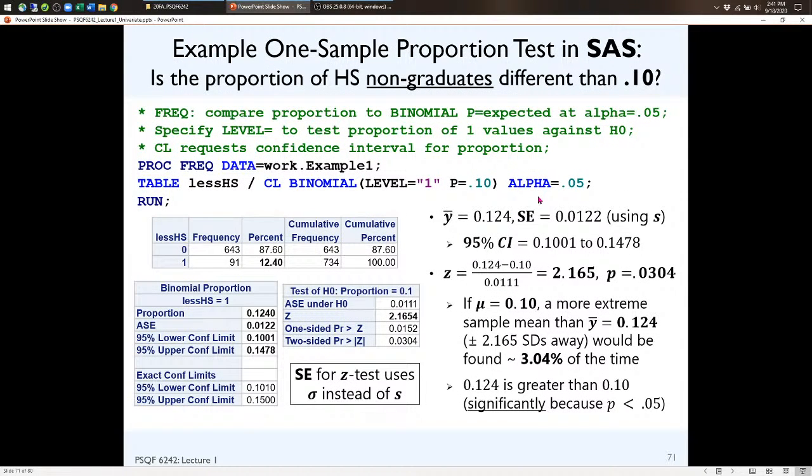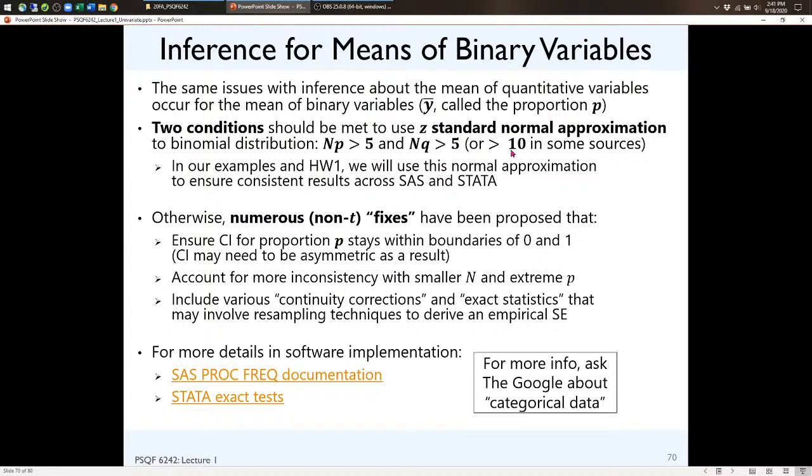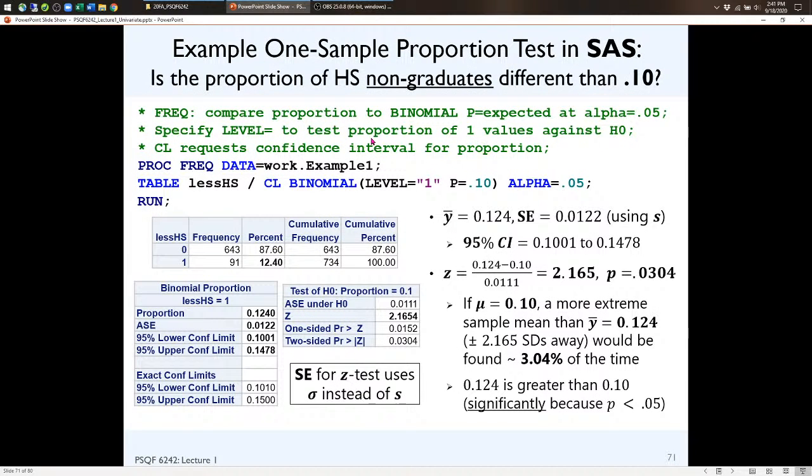So here's what it would look like if we used the standard normal approximation to test the mean of a binary variable relative to a population mean. Just like we used SAS proc freq to get frequency tables and percentages, we're going to use proc freq in this instance as well, but there's an extra piece that's being added to the command. So this information on the table statement after the slash is new.